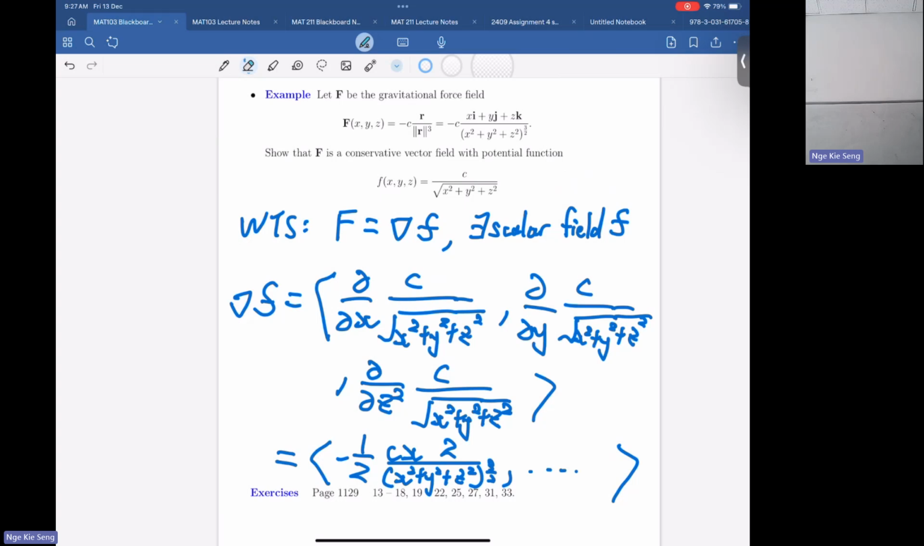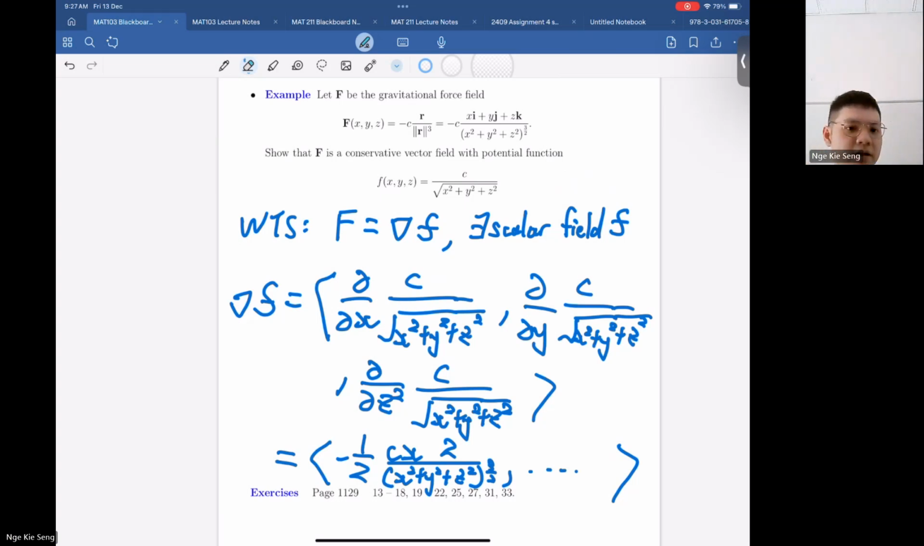Two terminologies here you need to be careful about. One is the potential function, which is a scalar function or scalar field. And after you take the gradient, the vector field you get is a conservative vector field.